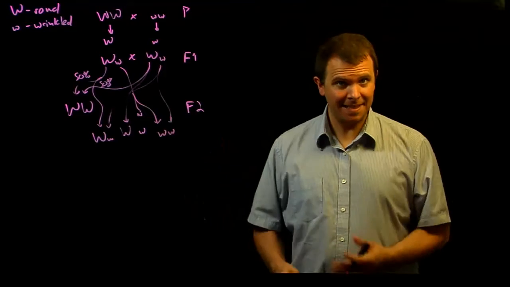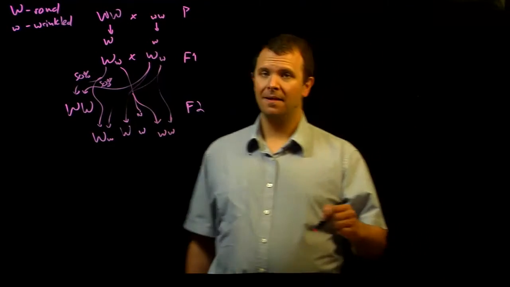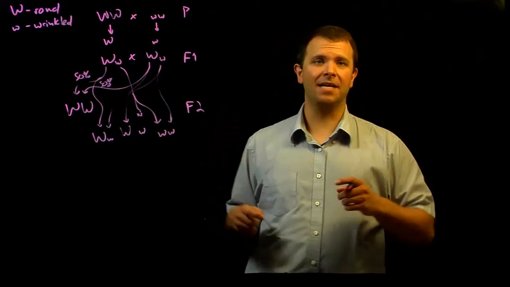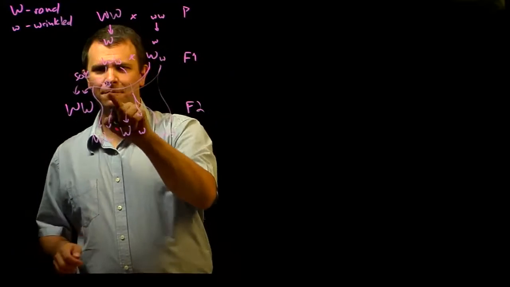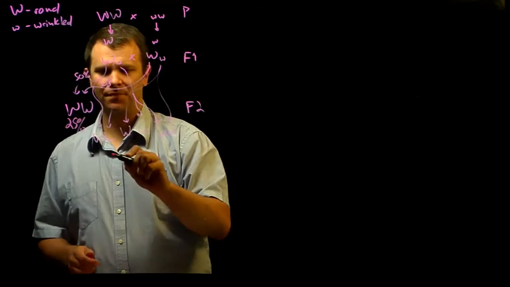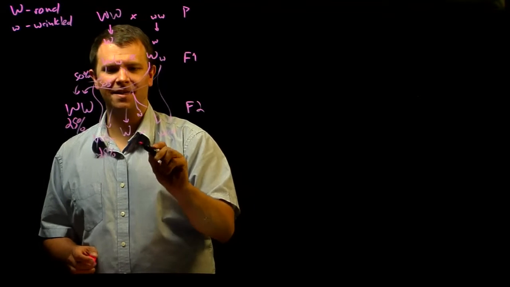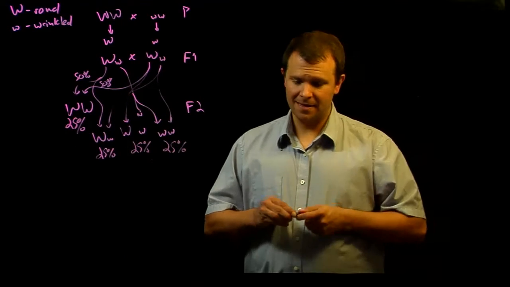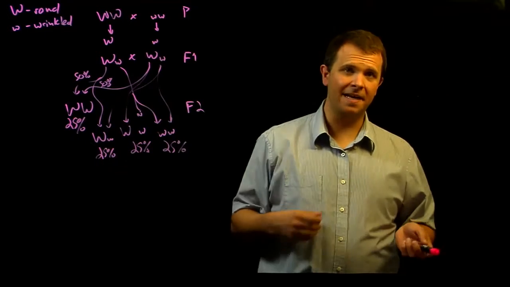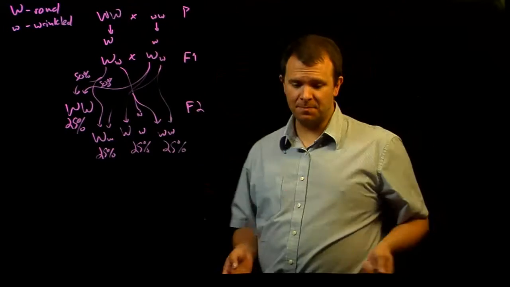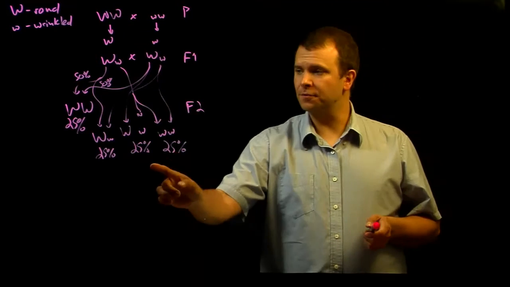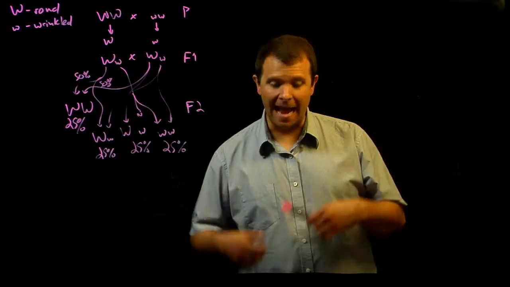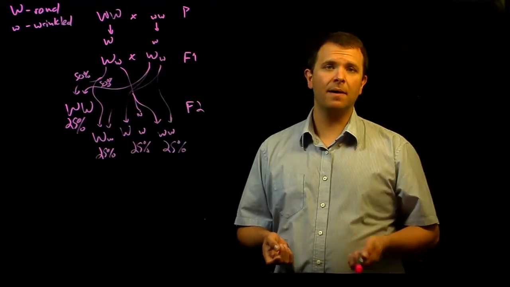And because these events are independent, we can find the probability of the intersection of these events by just multiplying, right? 50% times 50% is 25%. 50% times 50% is 25%, 25%, and 25%. And if we consider the F2 genotypes as the elementary outcomes of this experiment, then sure enough, all of those probabilities add up to 100%, right? And so this is the logic and the probability discussion that a Punnett square simplifies.